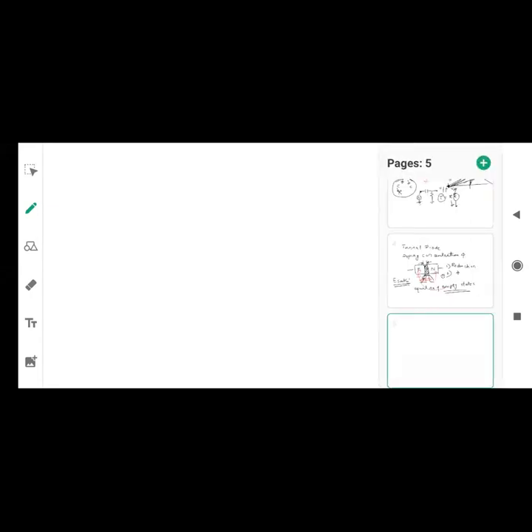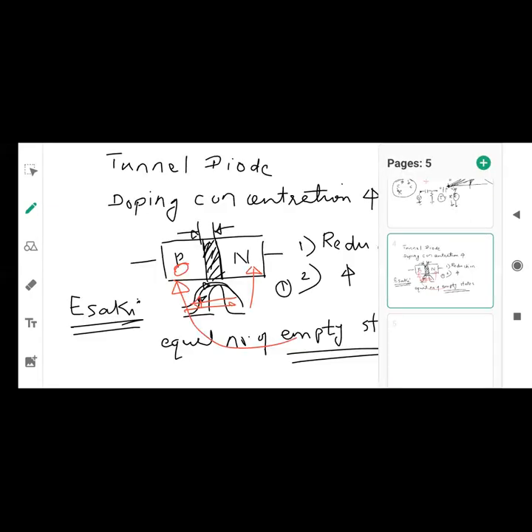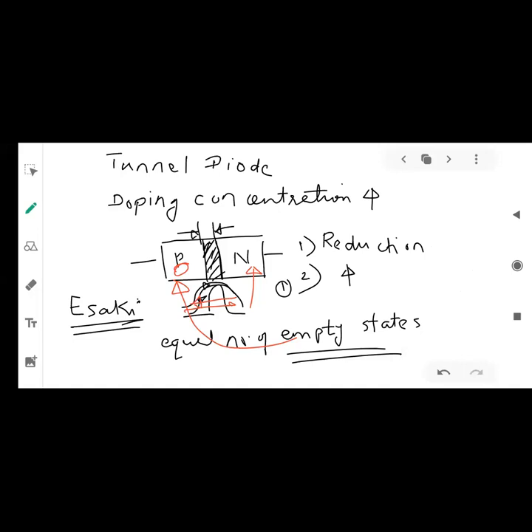Sir, I have a doubt. Can you please share the previous slide once again? In this tunnel diode, you said that if the number of electrons and holes are equal and the depletion region is so small, then electrons may jump into these holes, right? Sir, it is possible without biasing, right?